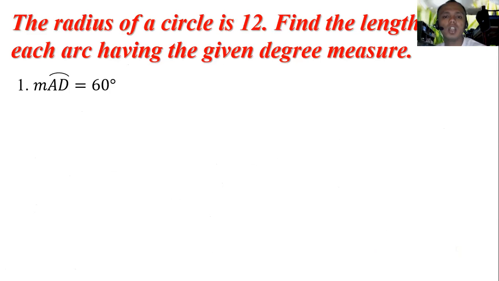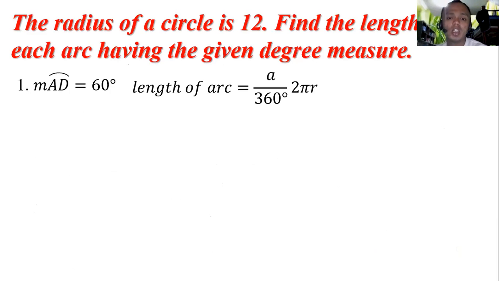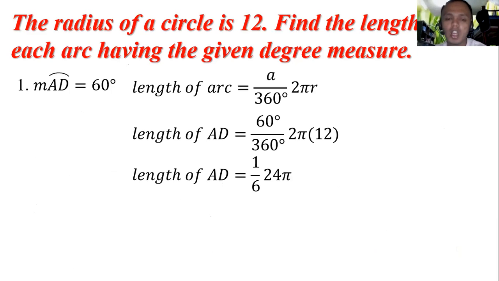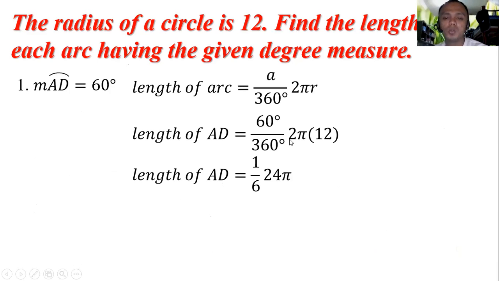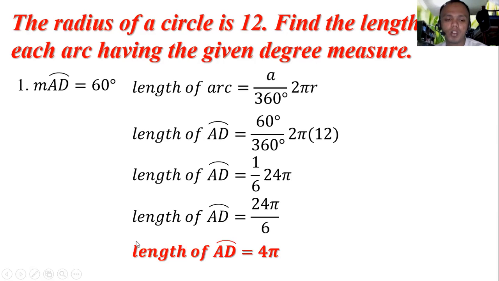The radius of a circle is 12. Find the length of each arc having the given degree measures. So yung radius niya is 12. Okay? Find the length of arc AD if the measure of arc AD is 60 degrees. Now substitute. Okay? Your A here is 60, then your R here is 12. I mean lowest term of 60 over by 360, that is 1/6. 2 pi times 12 is 24 pi. 1 times 24 is 24 pi. Divide by 6, then that is 4 pi. By for the length of arc AB.